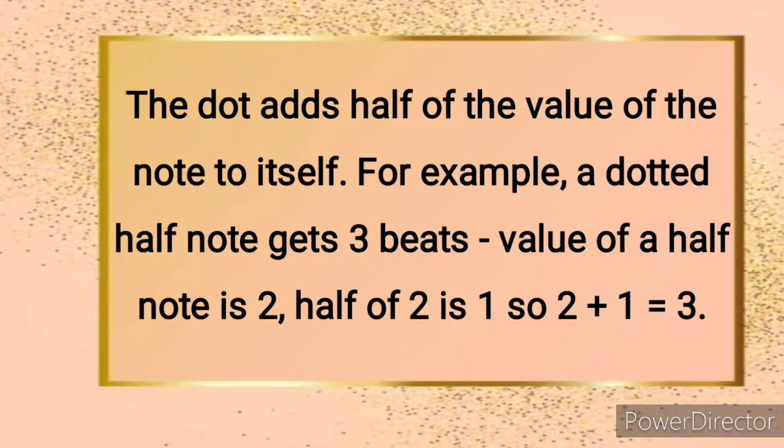The dot adds half of the value of the note to itself. For example, a dotted half note gets 3 beats. That's a dotted minim note. It gets 3 beats. Value of a half note is 2. Half of 2 is 1. So 2 plus 1 is 3. Now, let me explain a bit slower.